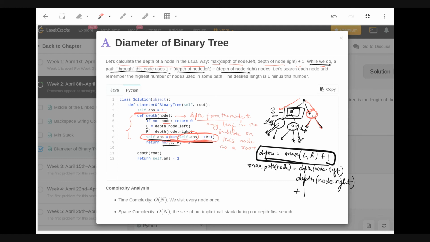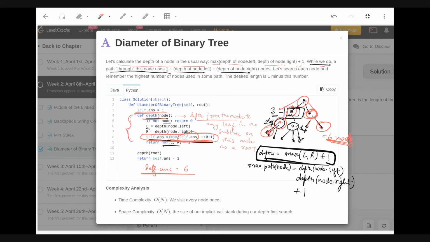Now this whole depth function runs over the number of nodes. If you calculate the max path, say it has 1, 2, 3, 4, 5, 6 nodes, so there are 6 nodes. This will be our max path which self.answer will contain. Self.answer for this particular tree will contain 6.